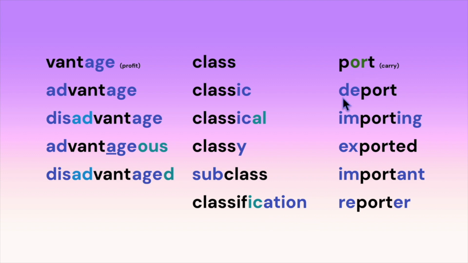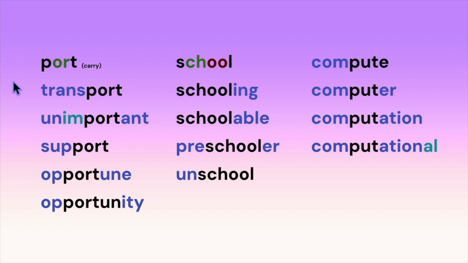OR says or. So we can start adding prefixes and suffixes. Deport, importing, exported, important, reporter. We can add more prefixes and suffixes to the root port. Transport, unimportant, support, opportune, opportunity. Notice that when we add this suffix, the E gets dropped.